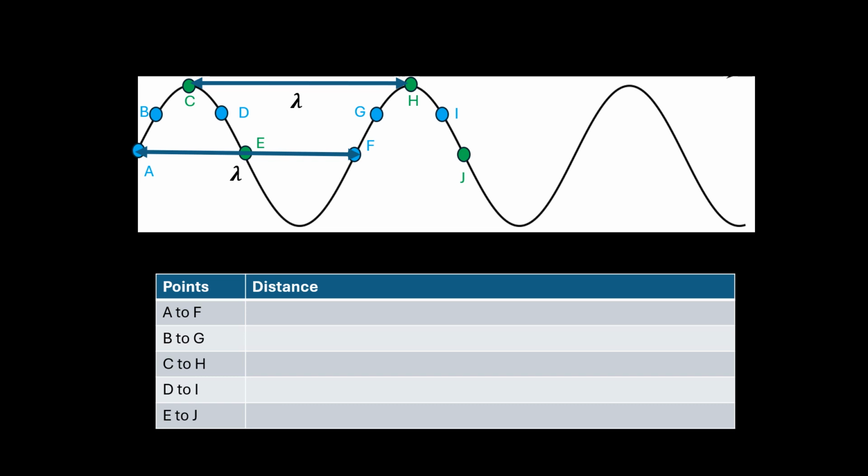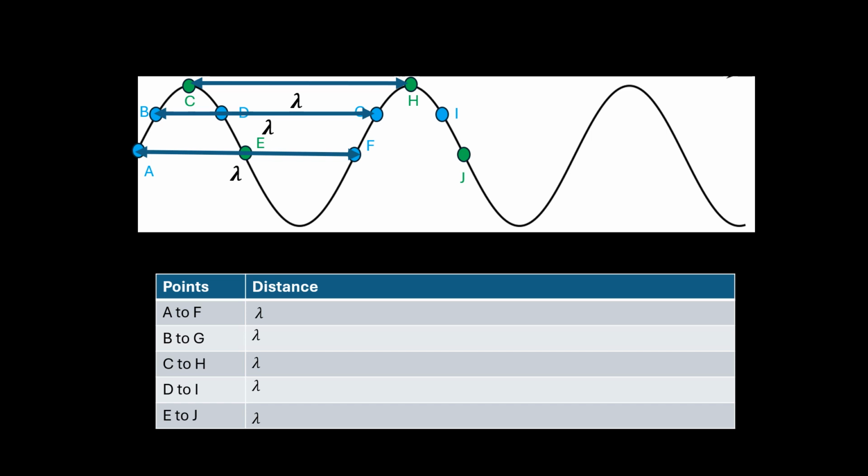In the same way, the distance between B and G is equal to the distance between C and H, meaning it is also equal to the distance from A to F. In fact, this distance is also a wavelength lambda. If you look carefully, all these points are one wavelength or lambda apart: A to F, B to G, C to H, D to I, E to J.